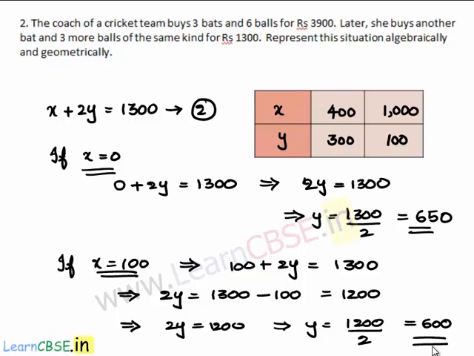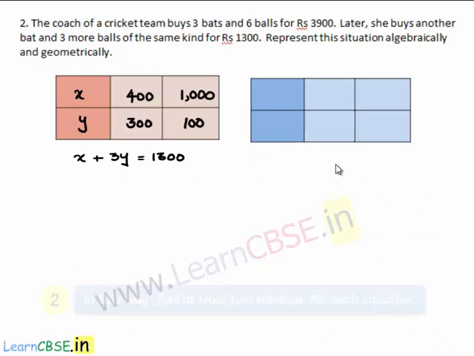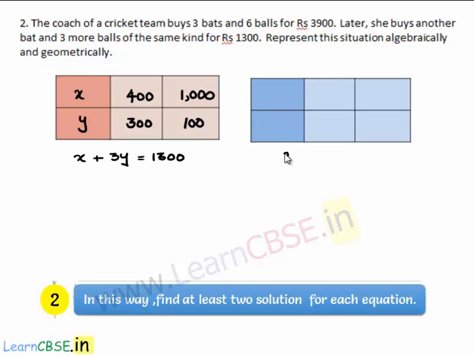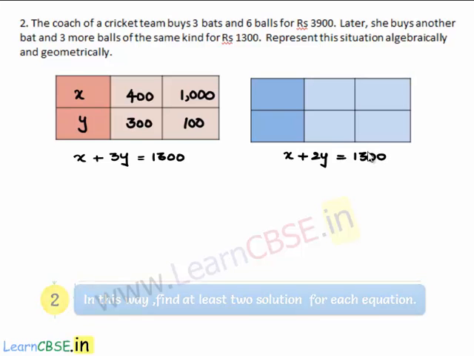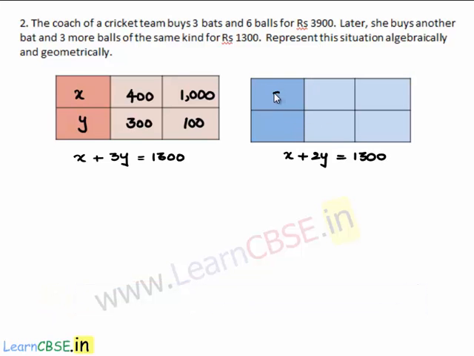Now let us tabulate these values also in a tabular form. So from the second equation, which is x plus 2y is equal to 1300, the tabulated values are, so we write x and y here. So if x is equal to 0, we got the value of y as 650, and if x is equal to 100, we got the value of y as 600. So by using both these tabular forms, let us plot a graph.